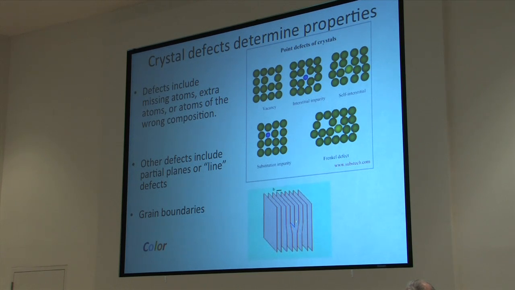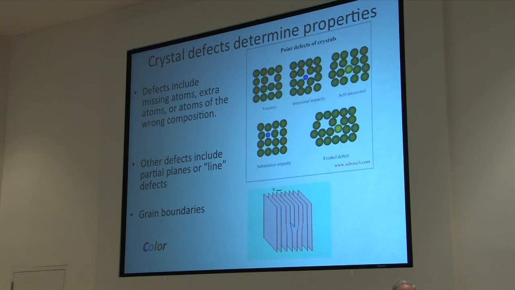This is what's called a plane dislocation. This is a line dislocation where you have an extra plane of atoms that comes in here and it terminates inside the material. And so there are all sorts of different kinds of defects, and these change the properties. It turns out that if it weren't for these kinds of defects, almost all the materials that we use would be about 10 times stronger than they are.